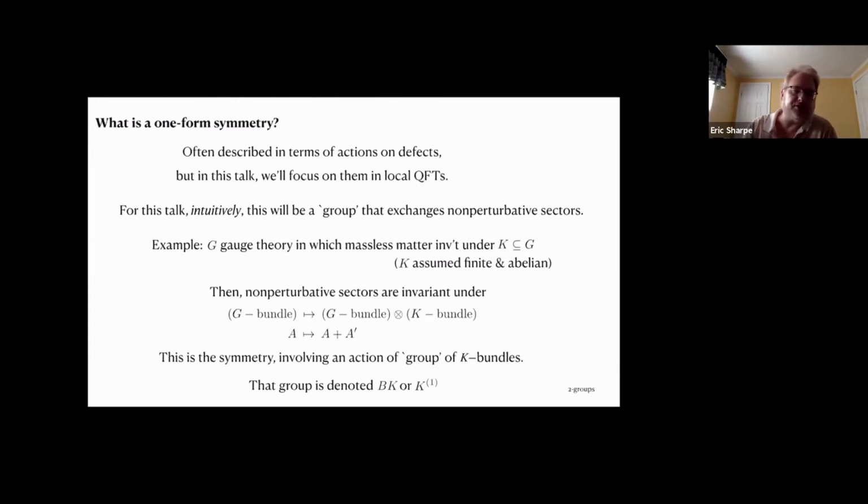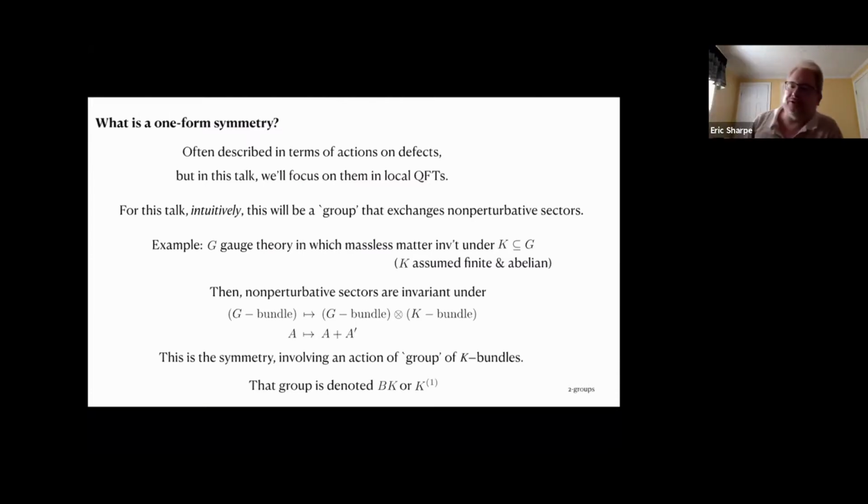I can take a G bundle and essentially I'll replace it with that G bundle tensored with a K bundle. And because all the matter is invariant under K, that will give rise to a symmetry of the quantum field theory, just an interchange of the non-perturbative sectors. So this is the one-form symmetry involving something that's basically a group of K bundles, and that group I'm going to denote by BK. Now I've put group in quotes there because one should be slightly careful.